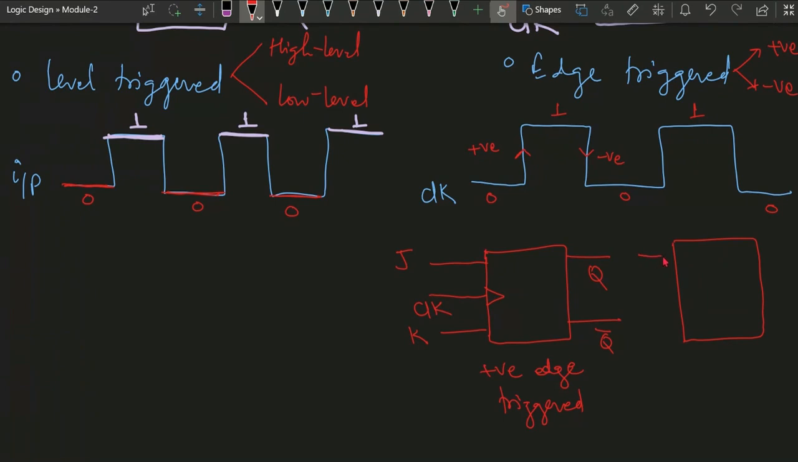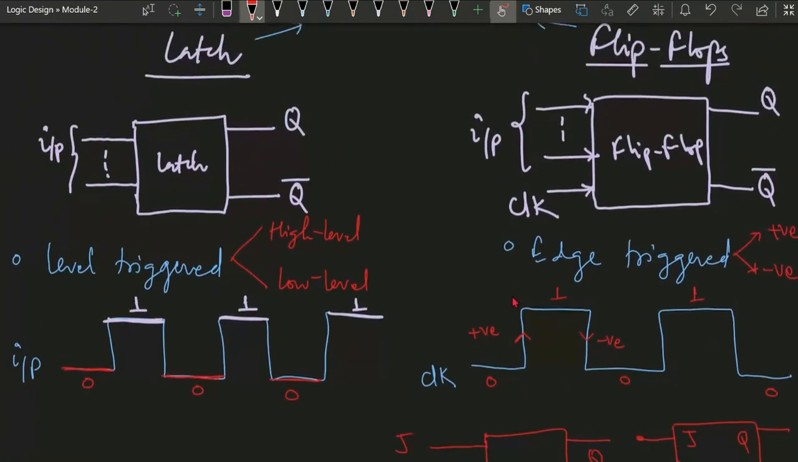Similarly, if it is negative edge triggered, then this will be J and K, and there will be a bubble at the clock. Along with the bubble, the clock will be indicated, and the output will be Q and Q bar. So this is a negative edge triggered flip flop. This arrow shaped structure basically indicates the edge. Okay, so that is the edge triggering of the flip flop.